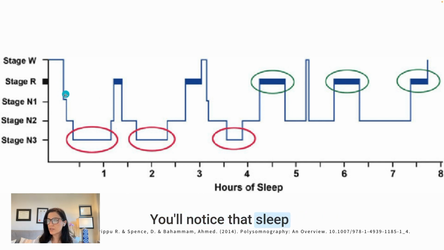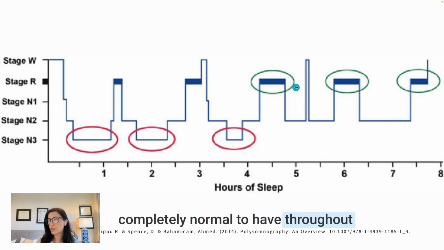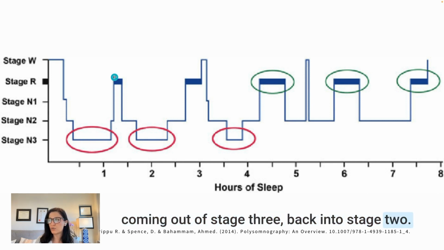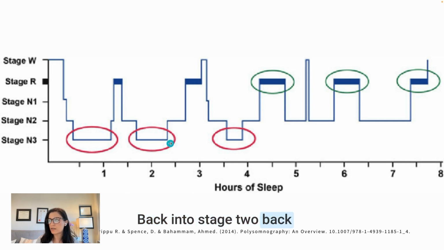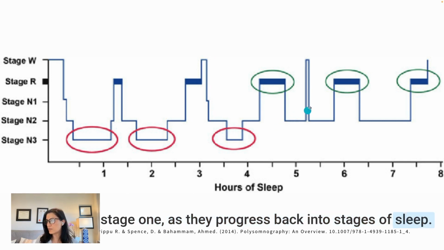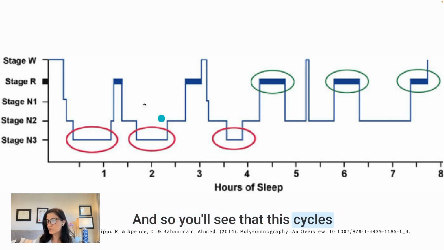You'll notice that sleep cycles through these different stages across the night. It's normal to have some brief awakenings throughout the night. You see that represented here. Stage W is wake. So there's a little awakening here, there's an awakening here, and that's completely normal to have throughout the night. And you'll see that as we progress in this hypnogram, the person's coming out of stage 3, back into stage 2, then REM, back into stage 2, back into stage 3, and so on. There's this awakening, then they go back into stage 1 as they progress back into stages of sleep. And so you'll see that this cycles across the night.